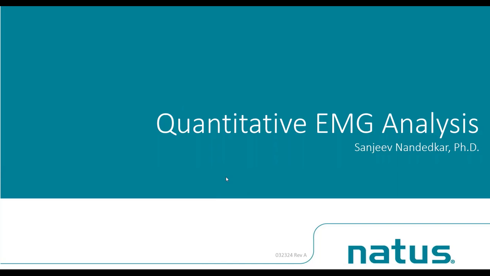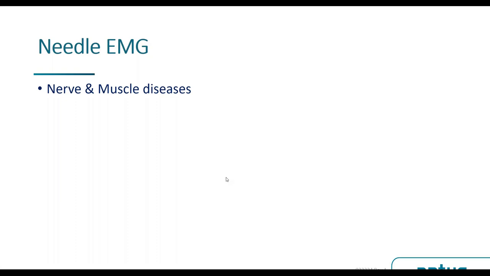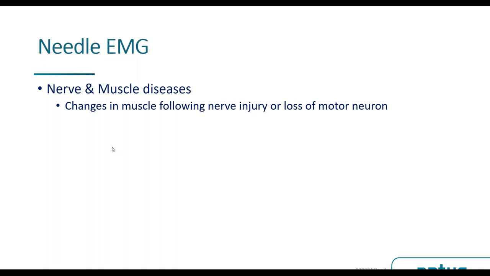So let's start with needle EMG. That's going to be our main focus today. It has been used to study diseases of nerves and muscle. In primary nerve or neuron diseases, it allows us to track changes in the muscle in response to the nerve injury or motor neuron loss.